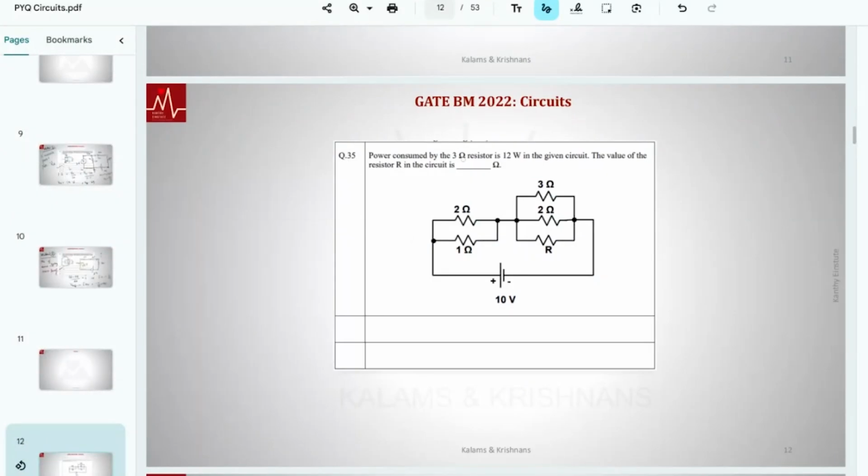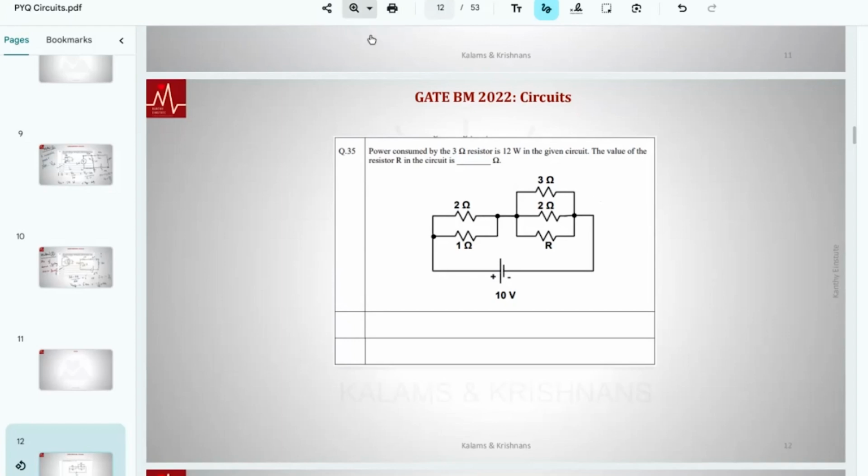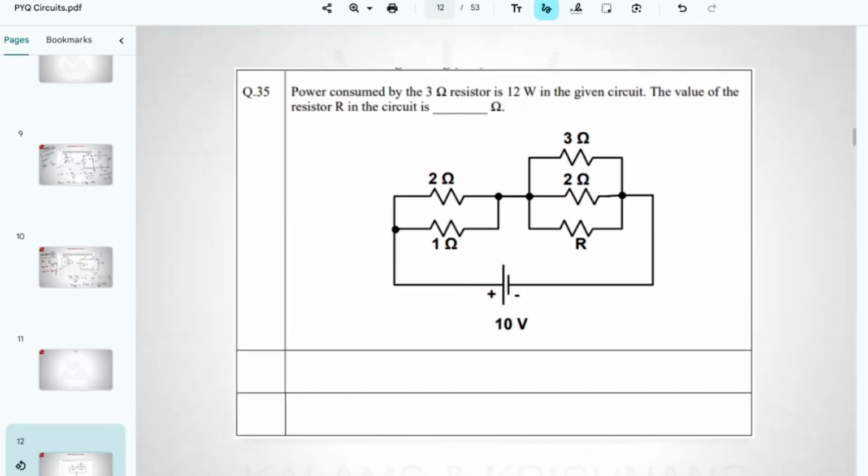Power consumed by the 3 ohm resistor is 12 watts in the given circuit. Find the value of the resistor R in the circuit. Okay, strategies for this. If you want me to enlarge this, what is there in the 3 ohm resistor is 12. What we want to find is this R.